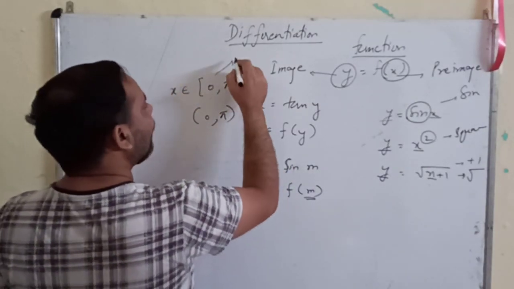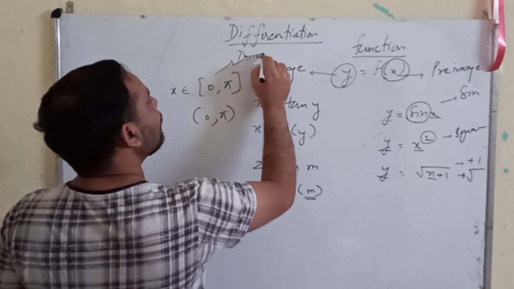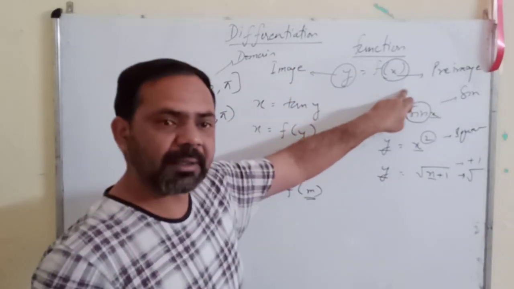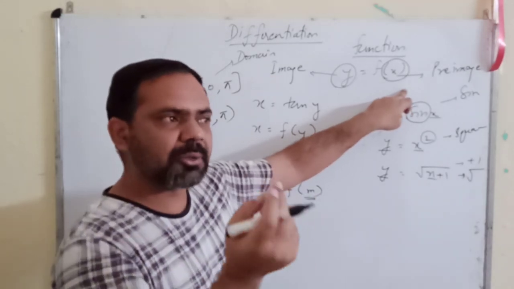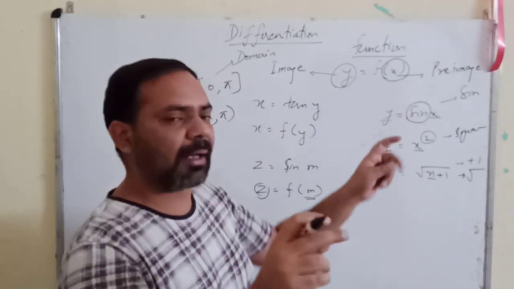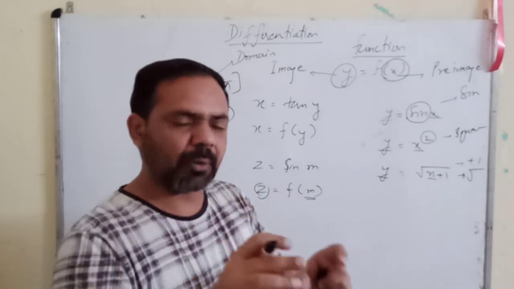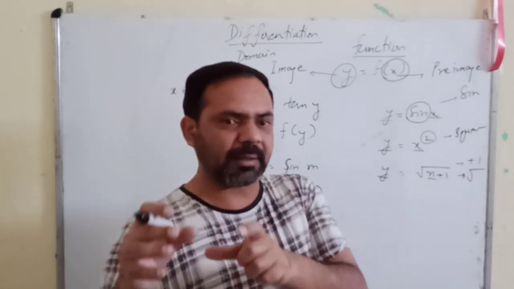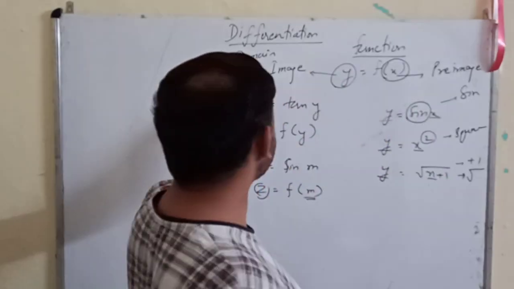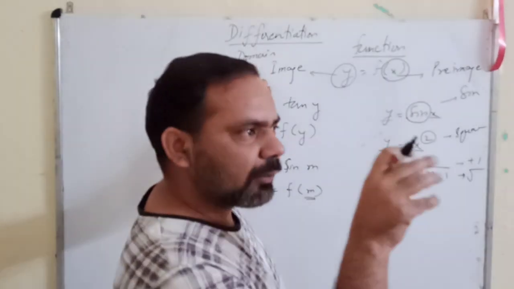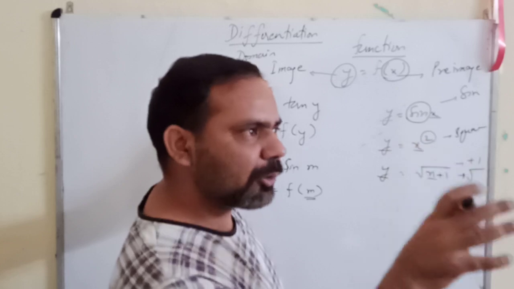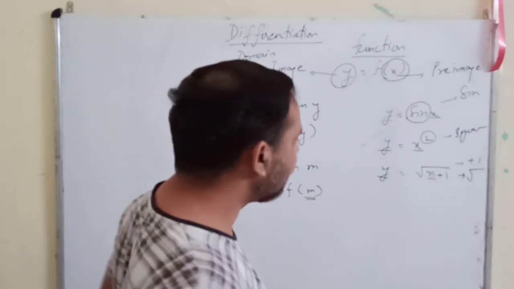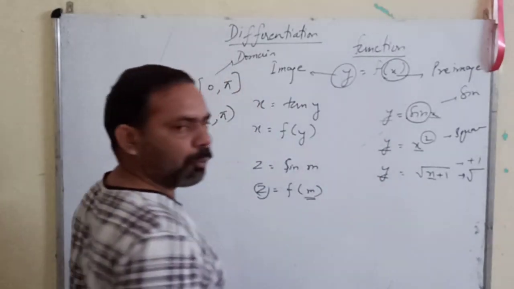This is a set, and this set will be called the domain. Domain means the set of which x is an element. The x on which you are applying the function belongs to a set, and that set is called the domain. It is the set of all those values which can be substituted for x here. Right?